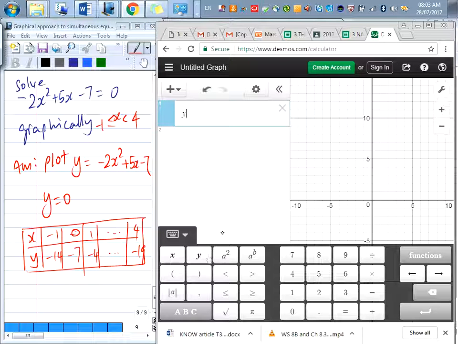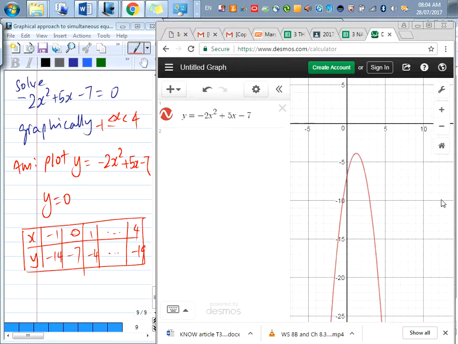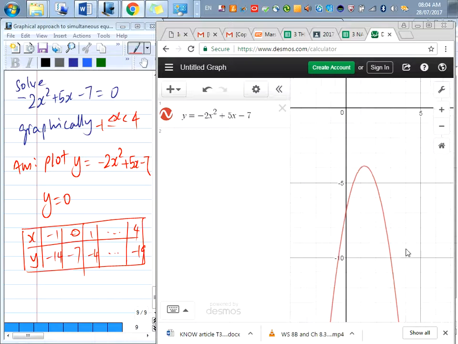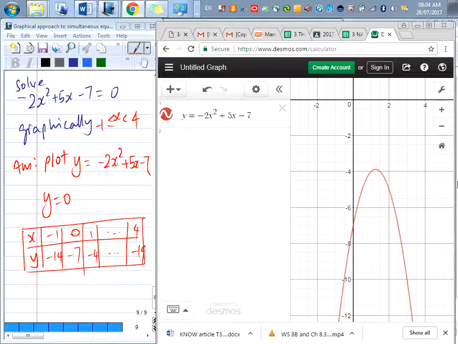Okay, and I have y equals negative 2x squared plus 5x minus 7. Okay, now I have my graph. Looks like this. Okay, it is a parabola opening downwards. Do you know why? What is negative? The coefficient of x squared is negative, so it opens downwards.